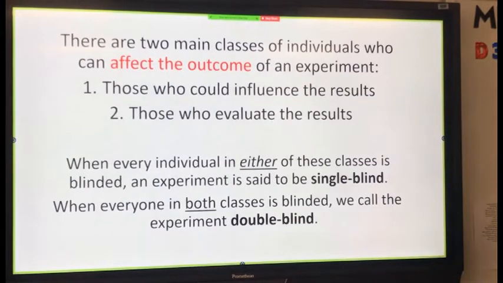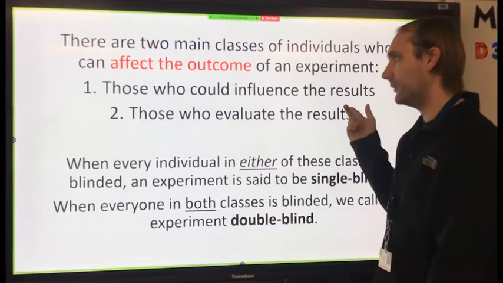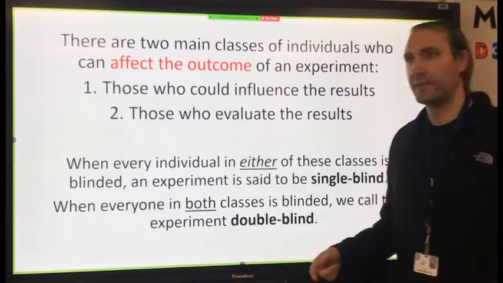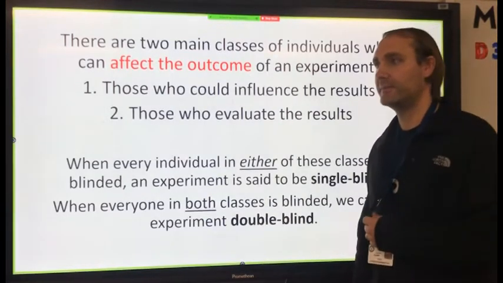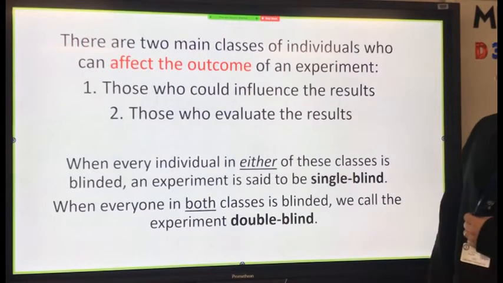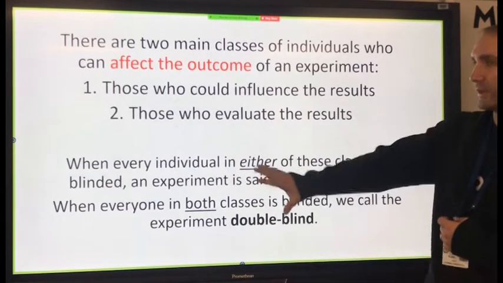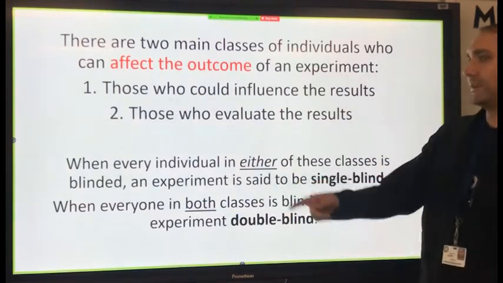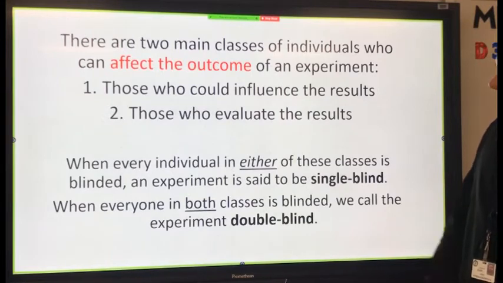There are two main classes of individuals who can affect the outcome of an experiment. Those who can influence the results, like the experimenter. Say I give you a little bit more chocolate in that dark chocolate cake, like I'm trying to influence people to like chocolate cake. Or people who kind of know what's coming, like you didn't blind them, so they're like, ooh, I like that one. That's all the examples I can think of.